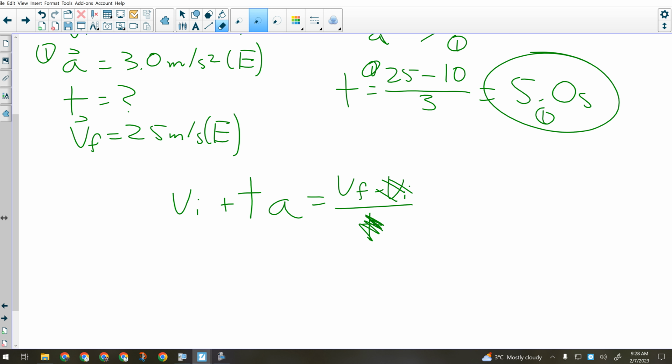Okay, now, just so that we're clear here, T times A calculates the change in velocity. T times A is equal to VF minus VI. So it calculates the change in velocity. So when I move VI over to this side, I'm saying the initial velocity plus the change in velocity equals the final velocity. That should make logical sense, not just mathematical sense, but logical sense.